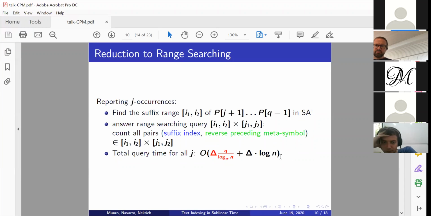So the problem is this first component, because the query time is not proportional to pattern length. It's proportional to pattern length times delta. If we make delta, for example, something like log n, then the query time or the counting time is not good at all. So to get rid of this, we'll essentially use an LCE data structure.